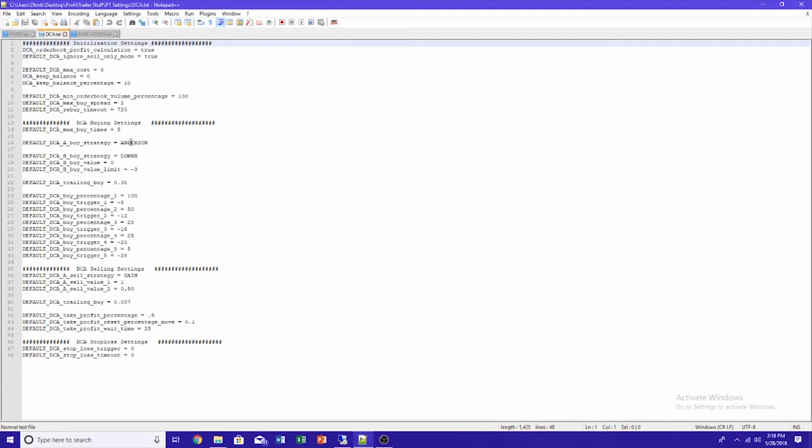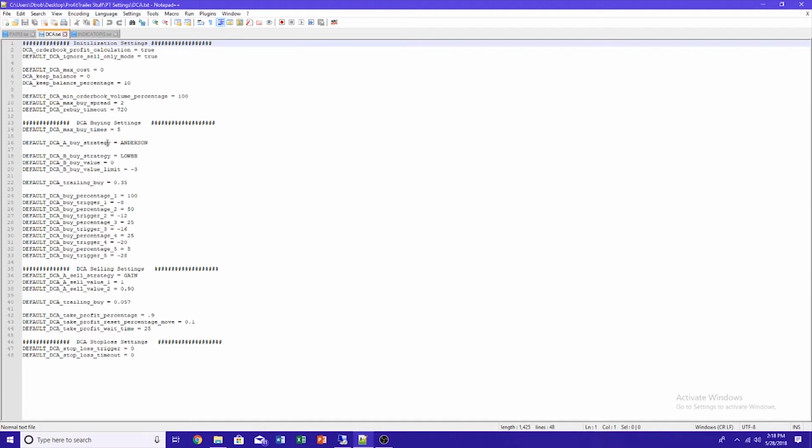And then the buying settings, obviously, you guys can read this. It's at 5 for the max buy times. That means it will buy 5 times on one coin. And if it buys 5 times, that's it. It's at its max DCA. And then the default strategy, good old Anderson. Once again, I had good results with Anderson. That's why I'm using it.